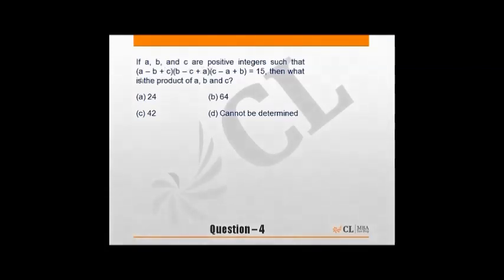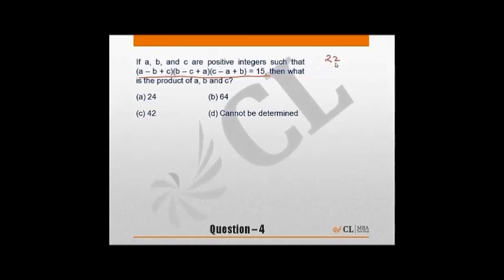A, B and C are positive integers such that (A minus B plus C) into (B minus C plus A) into (C minus A plus B) equals 15. What is the product of A, B and C? We need to find the product of A, B and C, for which we need the values of A, B and C. This is a round 2 question.